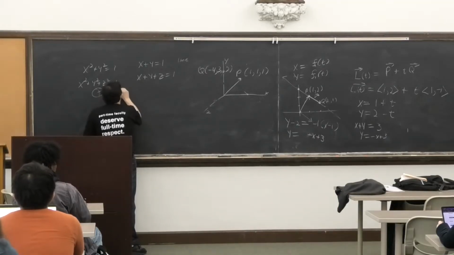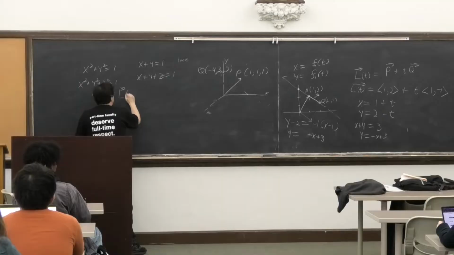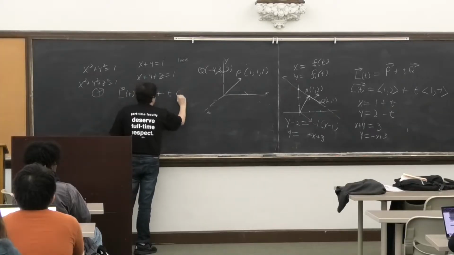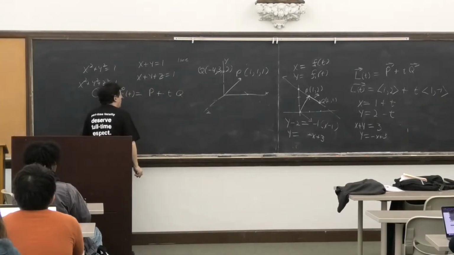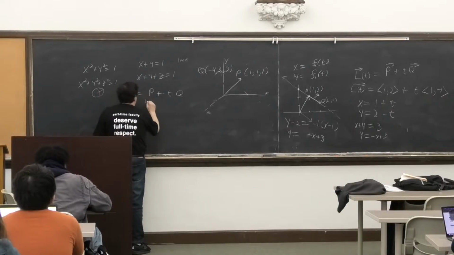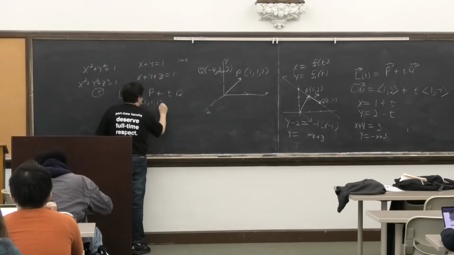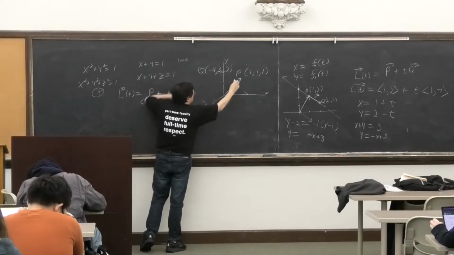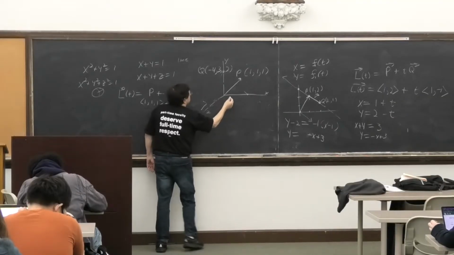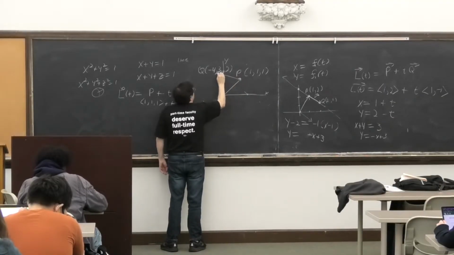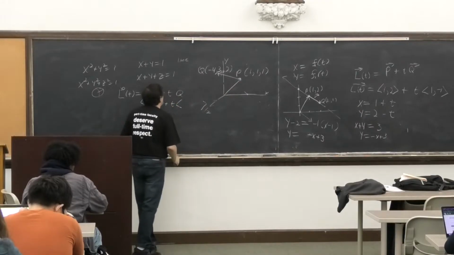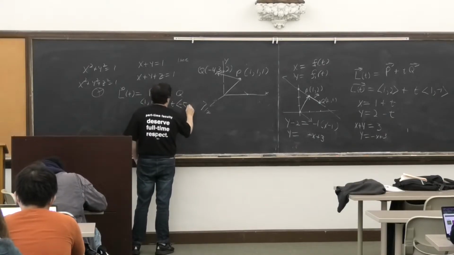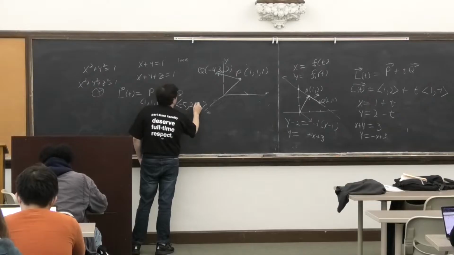So now our line in 3D becomes P plus T times Q. All right, let's see what that turns out to be. Again, we have to move the Q vector kind of out here. We have to move it to the origin. So it's going to be -4 minus 1 is -5, 3 minus 1 is 2, and 2 minus 1 is 1.